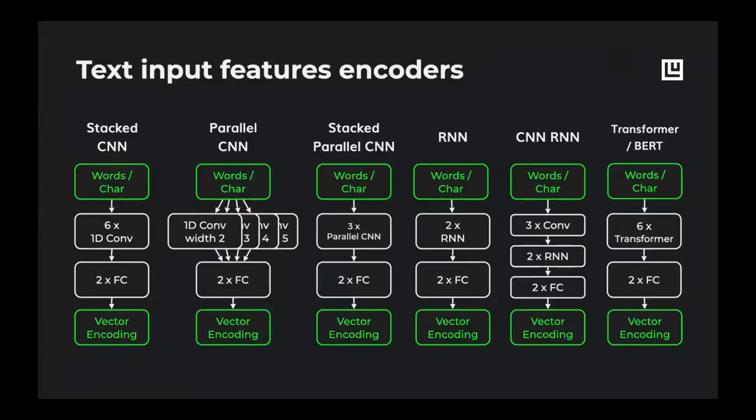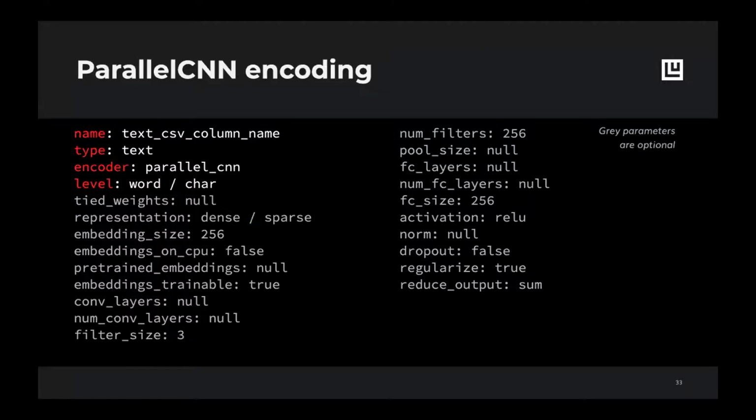For instance, for text, I have at the moment all these encoders, and there are some CNNs, some RNNs, and some transformer models that are available to you. And this is, for instance, the parameters that you can provide in the model definition for using a parallel CNN. You have to specify the name of the feature and the type as we have seen before. But if you want to use explicitly the parallel CNN, you can just specify encoder parallel CNN and the level, which is something that is specific to the text features if you want to have word or character level encoding.